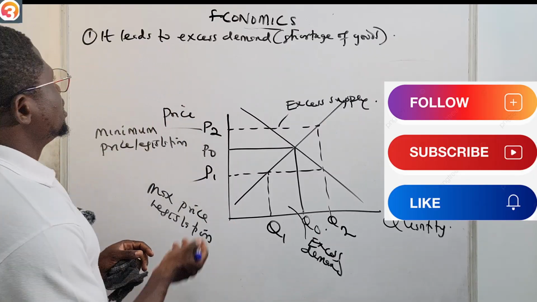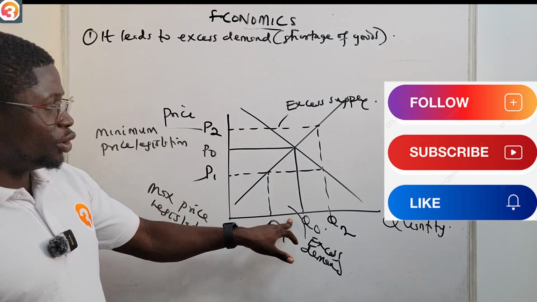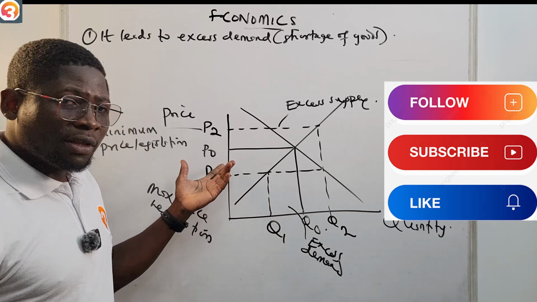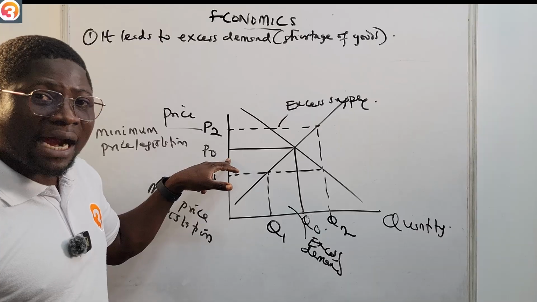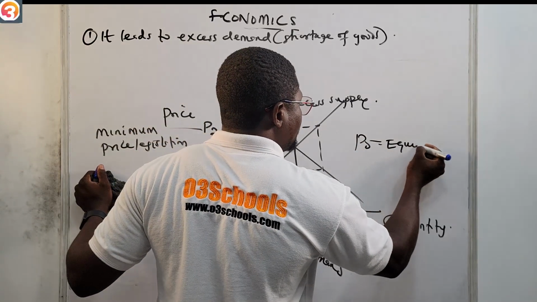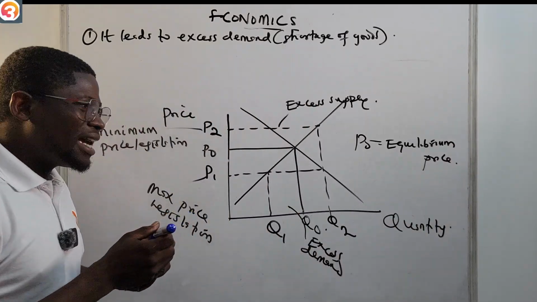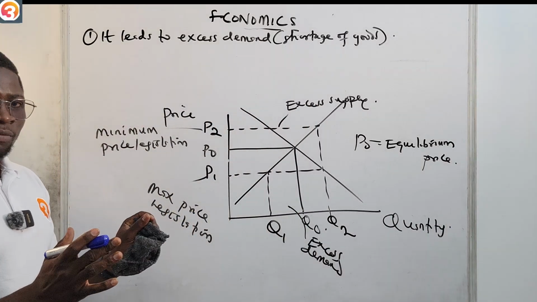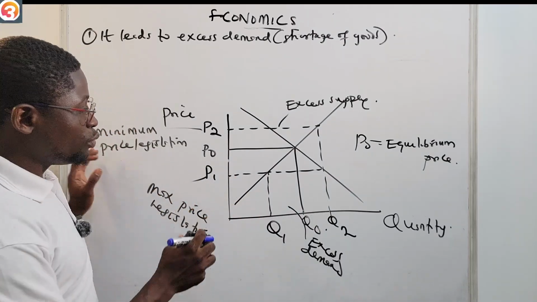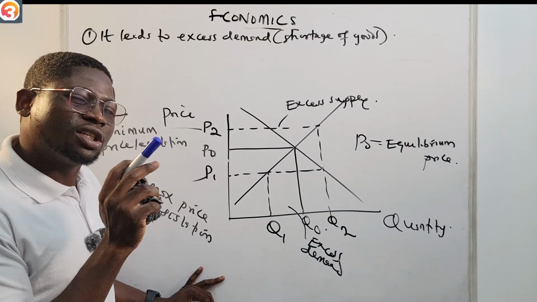So now it leads to excess demand. This is maximum price legislation, leading to excess demand. That means supply is limited because the price has been set. This is the equilibrium price. P naught is our equilibrium price. But by reason of maximum price legislation, the government, or the legal centrally placed entity, has fixed the highest price at which a particular commodity should be sold.